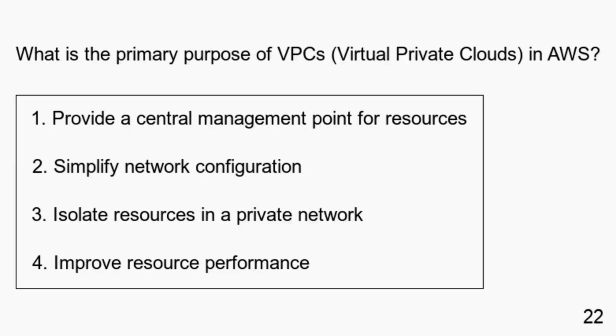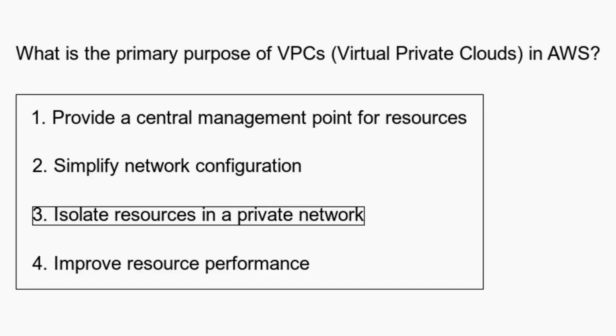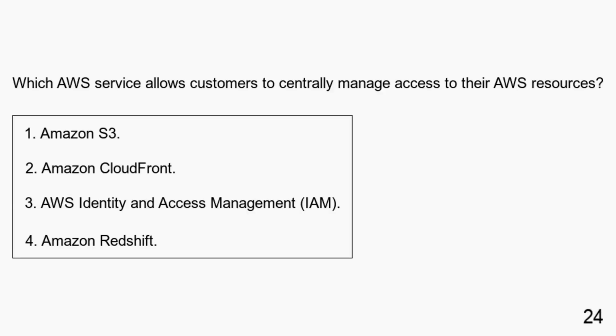What is the primary purpose of VPCs, virtual private clouds, in AWS? Provide a central management point for resources. Simplify network configuration. Isolate resources in a private network. Improve resource performance. VPCs primarily serve to isolate resources in a private network for enhanced security and control.